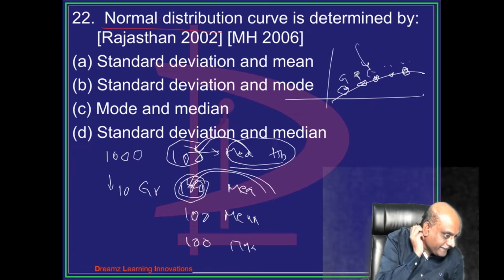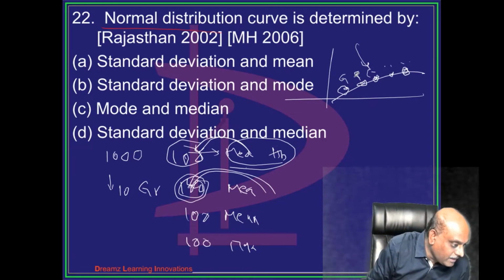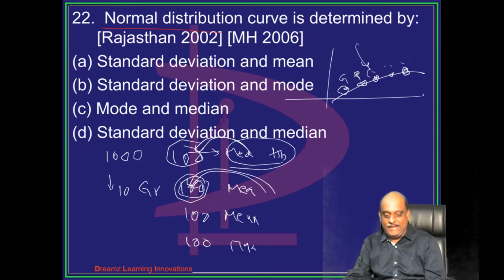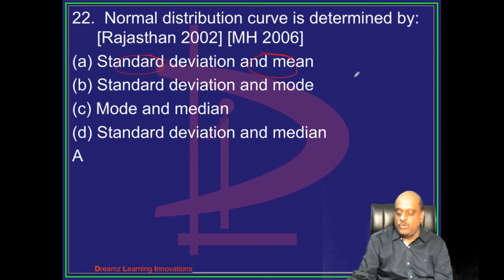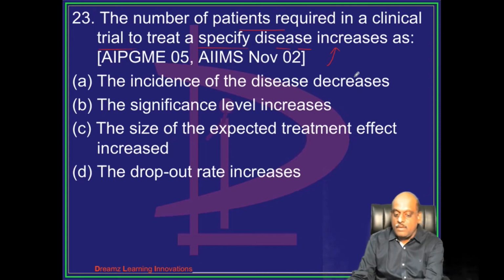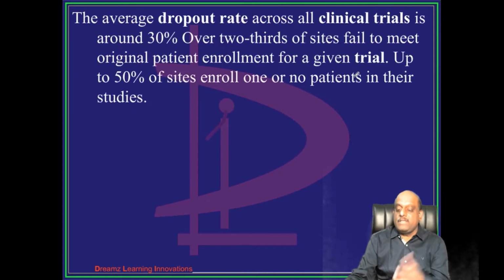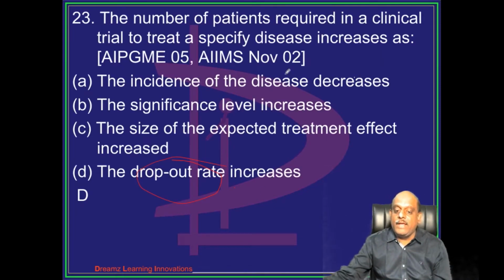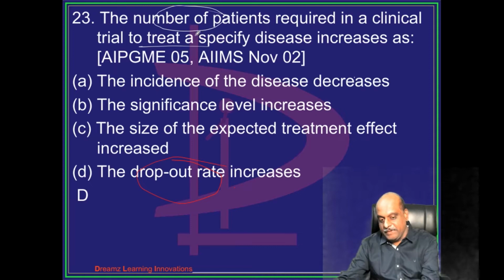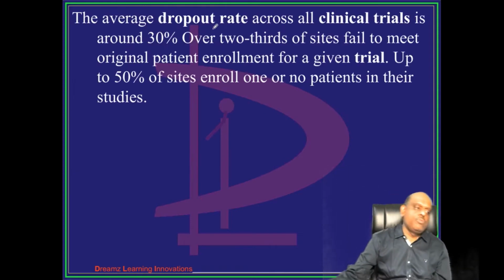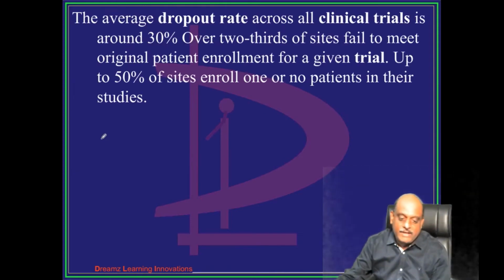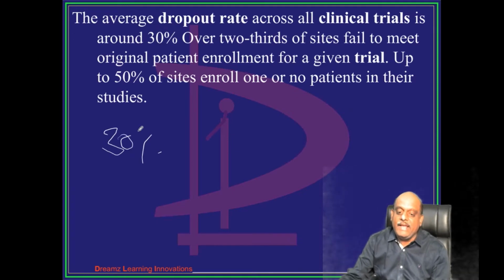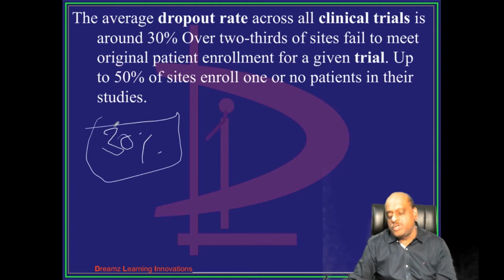समझ में आ गया? Anjit Bhaumik, yes. So doctor, next. Obviously the dropout rate ज़्यादा हो गया तो you require more number of patients to complete your clinical trial. Simple, right? Now most of the clinical trials में doctor 30% is the dropout rate in most of the clinical trials.